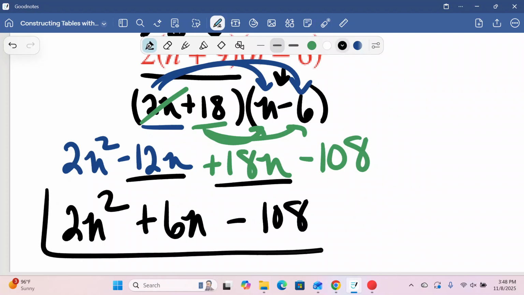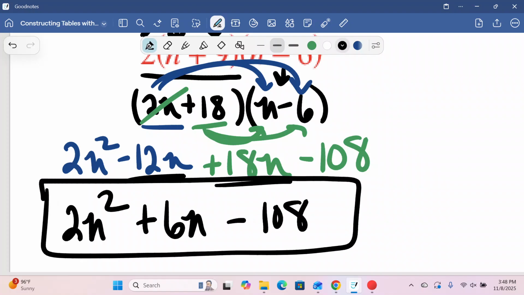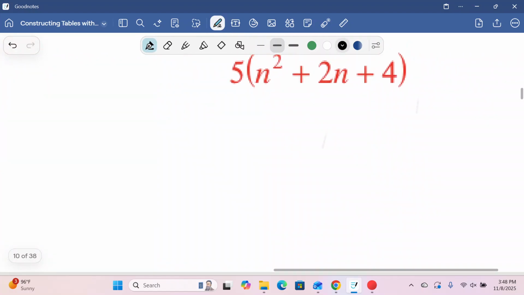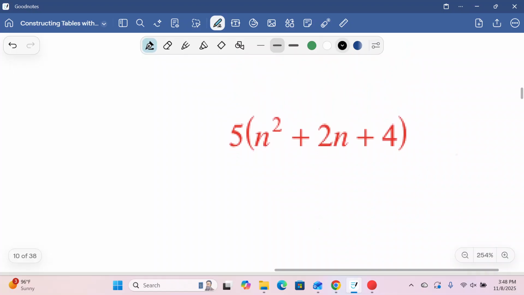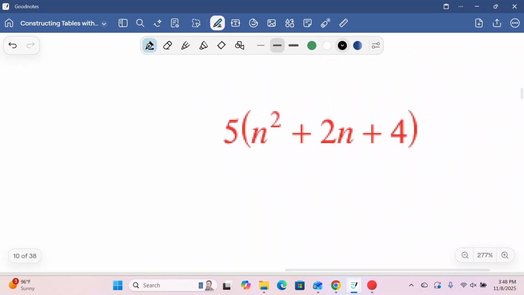So I have my answer right here, and this is my simplified FOIL method. So this one took a little bit of extra work, but it's still the same thing. Understanding the distributive property, which we've done before, and understanding the FOIL method, which we've done before earlier in this video and in a previous video. So if I look at the next one, it's easy. Why? Because there's no FOIL method involved in this one. This one is just simple distributive property of 3 terms.